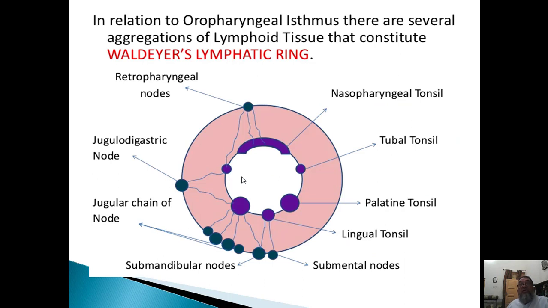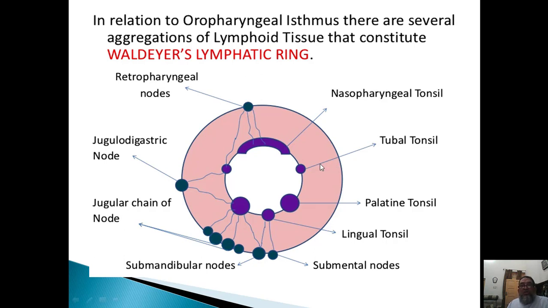This is again a drainage area. In relation to the oropharynx, there are several aggregations of lymphoid tissue that constitute the Waldeyer ring. So how do they drain? Look at the picture: all the lymph from the nasopharyngeal tonsil, the adenoids, will drain into the retropharyngeal nodes.